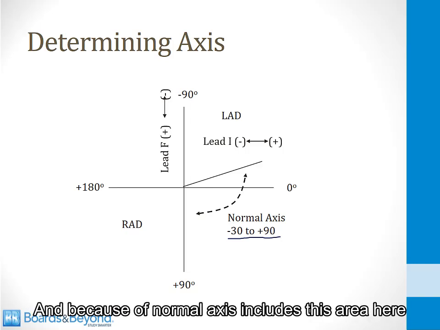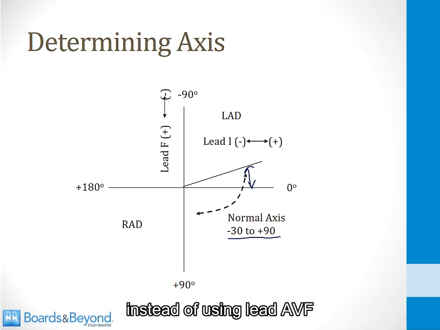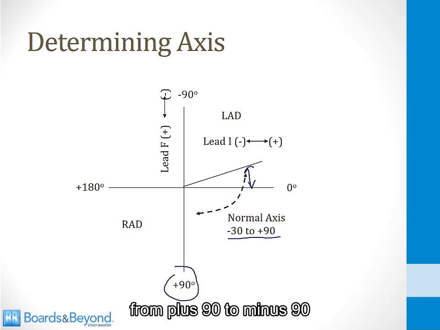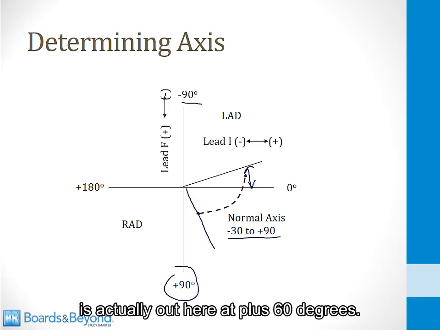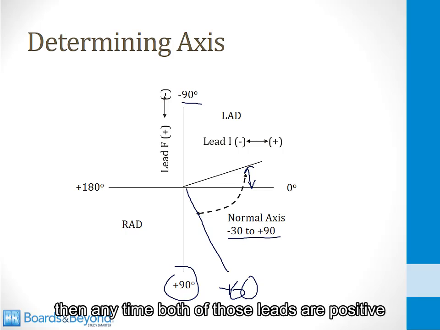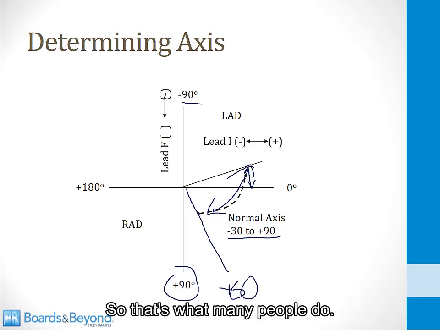And because a normal axis includes this area here from 0 to minus 30, many people, instead of using lead AVF, use lead 2. Lead 2, instead of going from plus 90 to minus 90, is actually out here at plus 60 degrees. And so if you use lead 2 together with lead 1, then anytime both of those leads are positive, you will have an axis somewhere in here, which is normal. So that's what many people do.